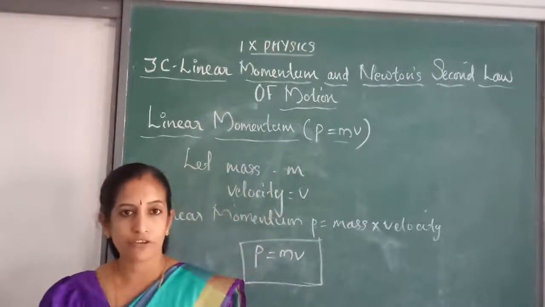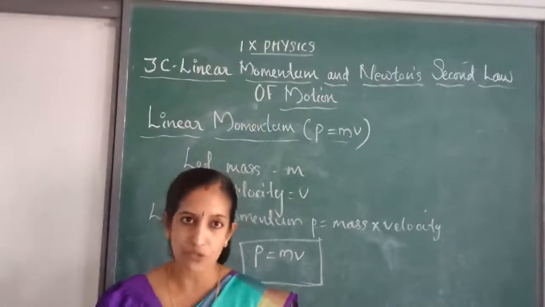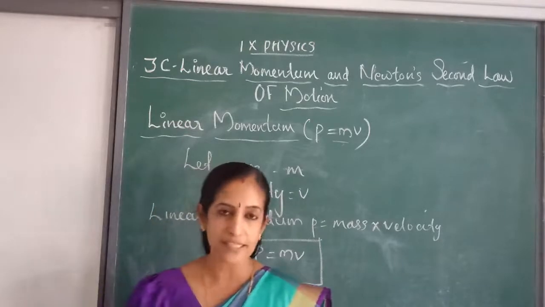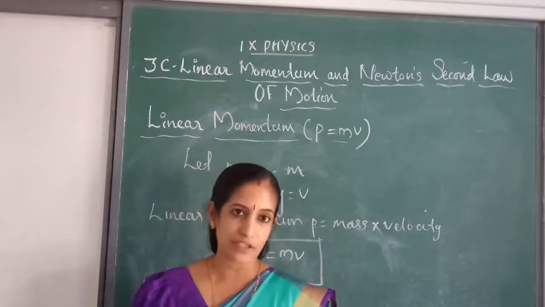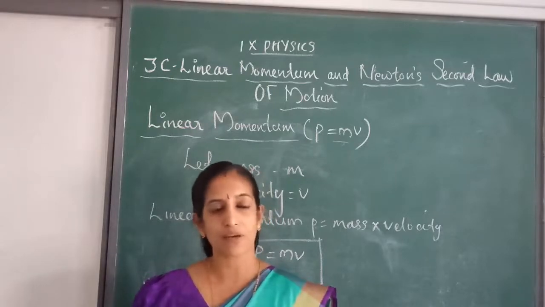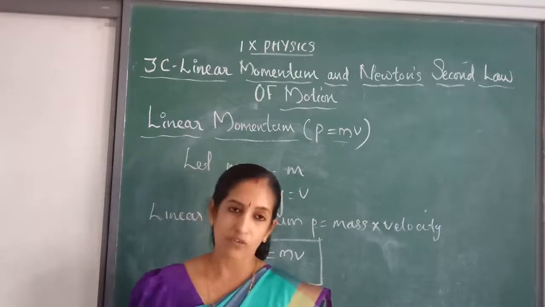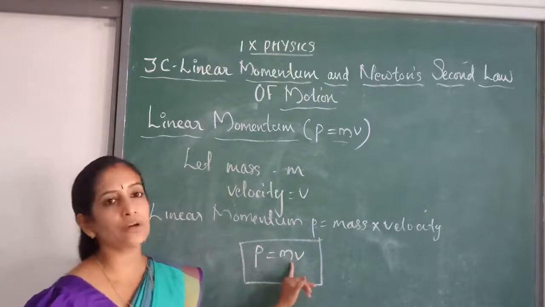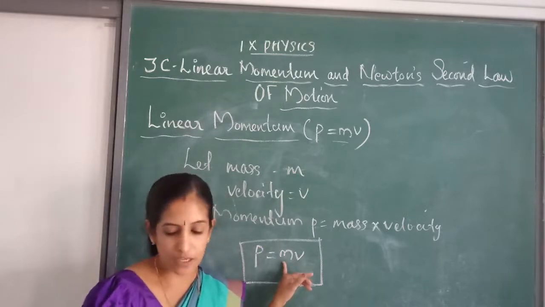One more time, if you consider a moving object, to stop the motion of the moving object we need to apply force, and the force depends on two factors. The first factor is the mass of the object and the second factor is the velocity of the object. So the force applied on the object to stop it can be called linear momentum. It is the product of mass and velocity of the object. In formula you can write P equal to mv, where m is the mass of the object and v is the velocity of the object.